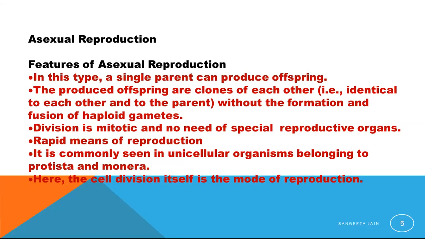Asexual reproduction: in this type, a single parent can produce offspring. It does not involve formation and fusion of gametes. There is no requirement of special reproductive organs, and cell division is mitotic. It is the rapid means of reproduction, and it is commonly seen in unicellular organisms, protista and monera. Here the cell division itself is the mode of reproduction.